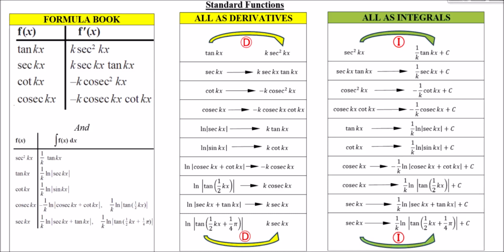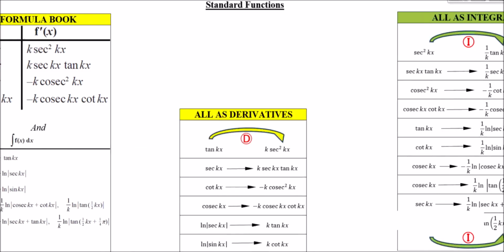So, now I've laid the groundwork, let's actually do some proper integrating. So we'll say goodbye to the standard functions for now.